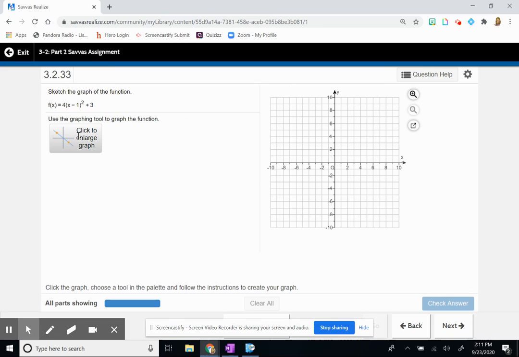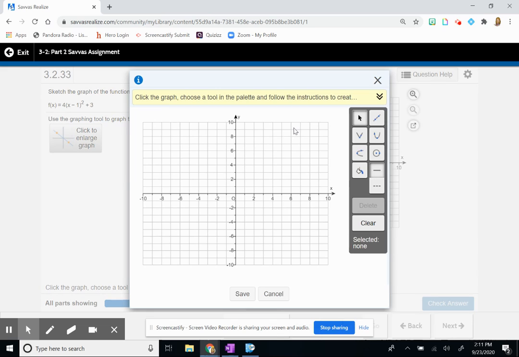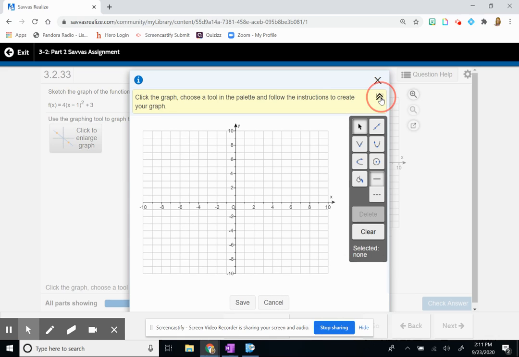Now, these problems vary a little bit. This one says sketch the graph of the function. There's another one that says sketch the graph of the function and the axis of symmetry, and it will give you specific step-by-step on kind of how to do that. So we're going to graph this, and when I graph in Desmos, there's less to figure out. So I'm going to go ahead and click this, and it's going to set me up with a graph and with some instructions. Click the graph. Choose a tool in the palette and follow the instructions to create your graph.